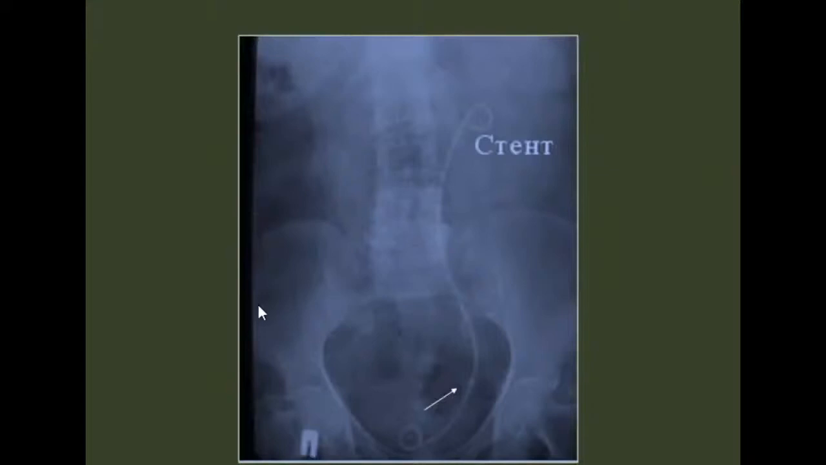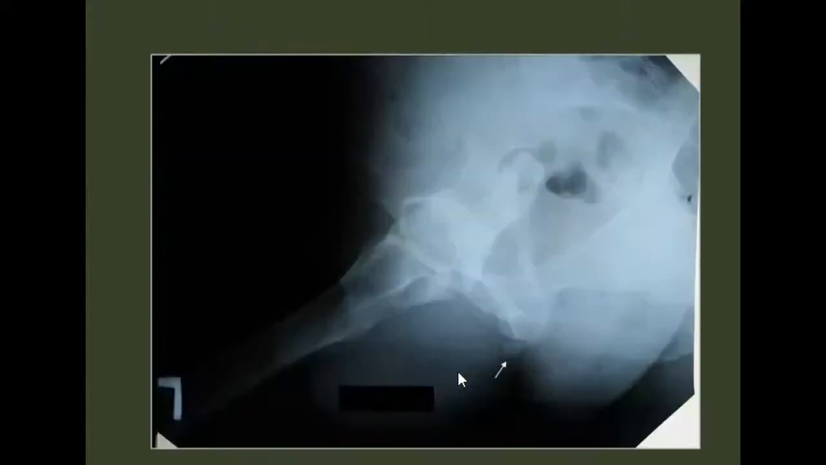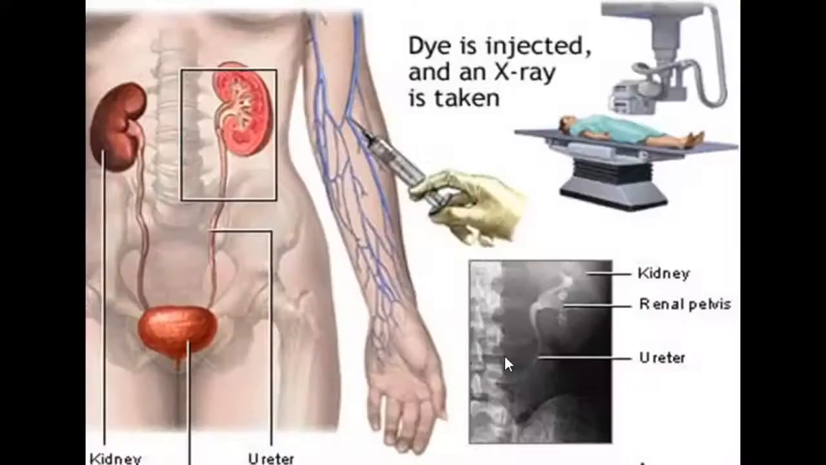In this film, we can see a stone of the ureter, and a stent was inserted into the pyelocalyceal system for drainage of the left urinary paths. Stone of the ureter. Shadow in the urethra. Very rare, but it is possible also.